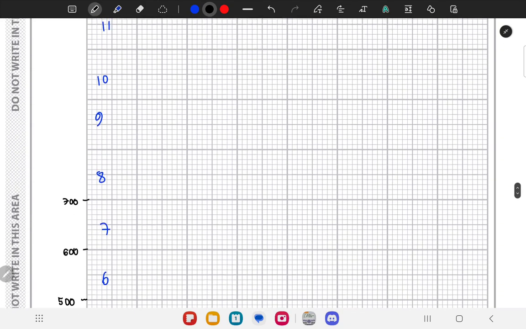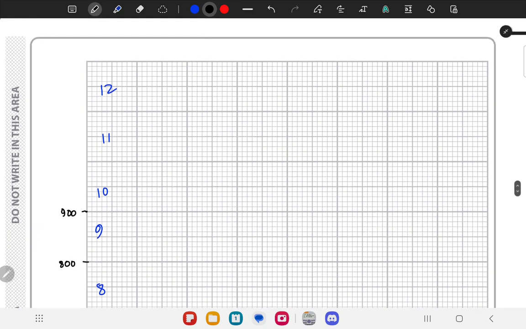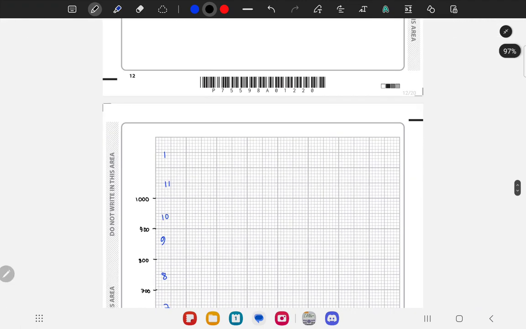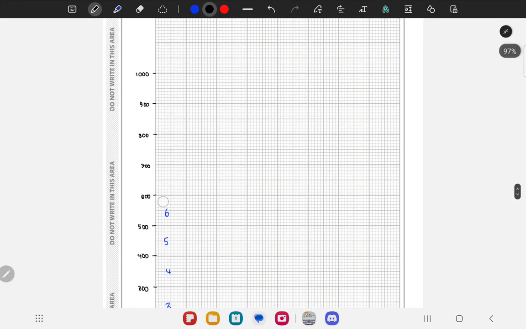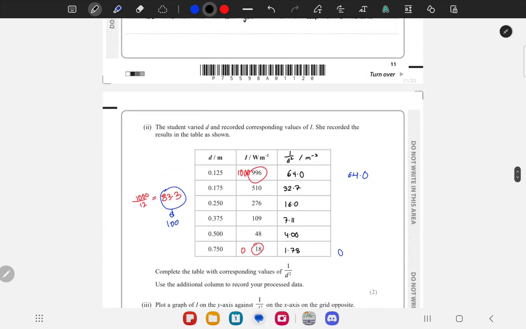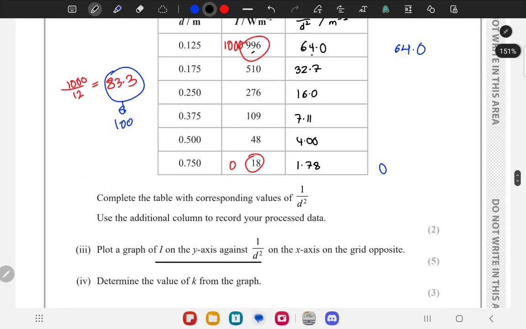We need up to 1000. We are using most of our y-axis as well, so there's no problem with using this scale. Now we have to plot the values down. So the first value is 996 and 64.